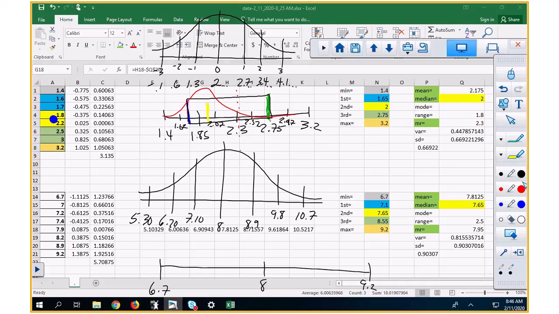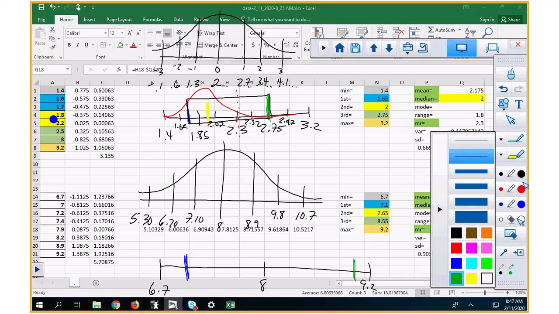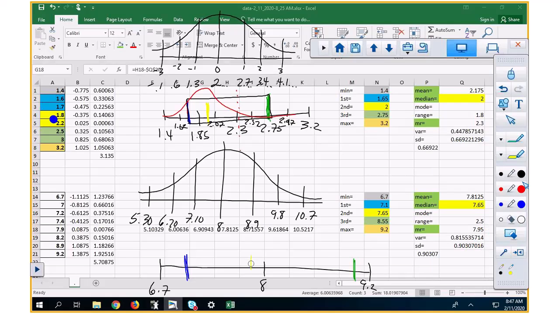So let's just look and see what the 7.1 would be right in here, so that would be blue. 7.1, and then your 8.5 would be 9, so that's going to be green. 9 would be right in here, and then your yellow is 7.65. 7.65 is going to be right in here. So which one looks better? Actually, this one looks a little bit better as the normal curve than the first one. Hopefully you see that.